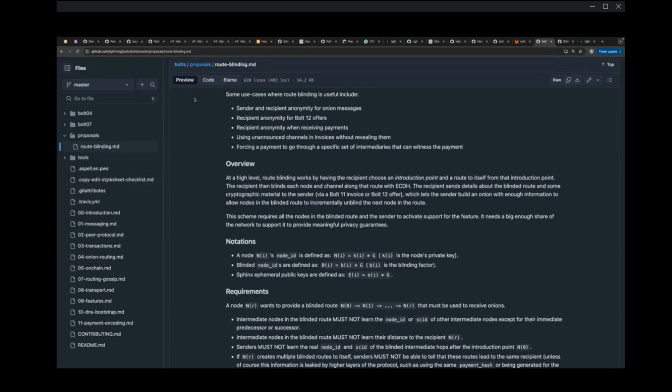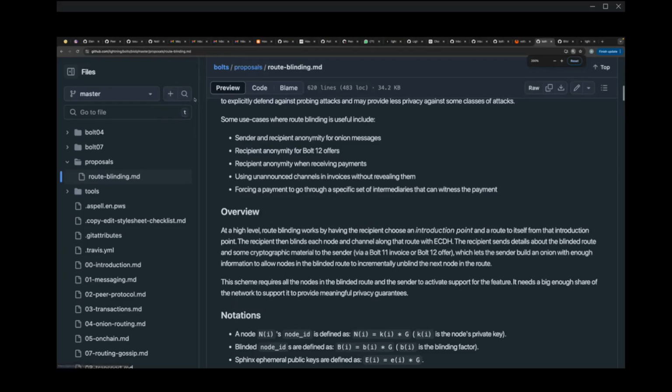Can you zoom a little? Sure. Yeah, that's good.